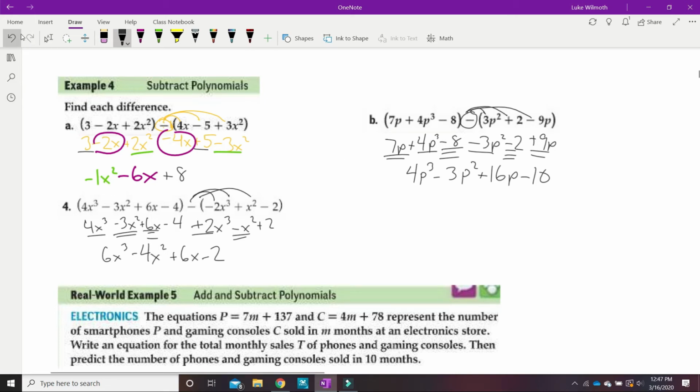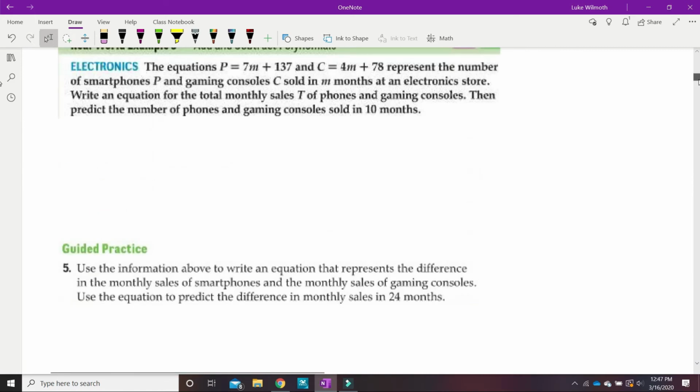All right, so now we're just going to look at our real-world example here. And I looked at this problem. I don't know why we would want to do a problem like this, but like in the real world, why we want to look at the total number of phones and consoles sold, but that's what the problem's asking us to do.